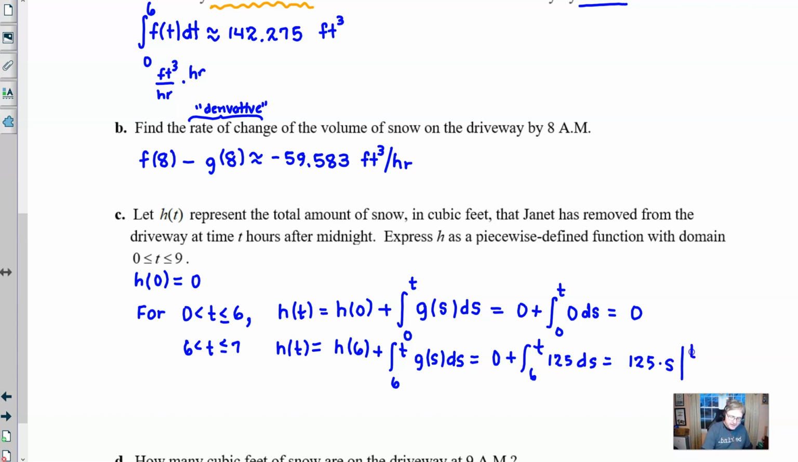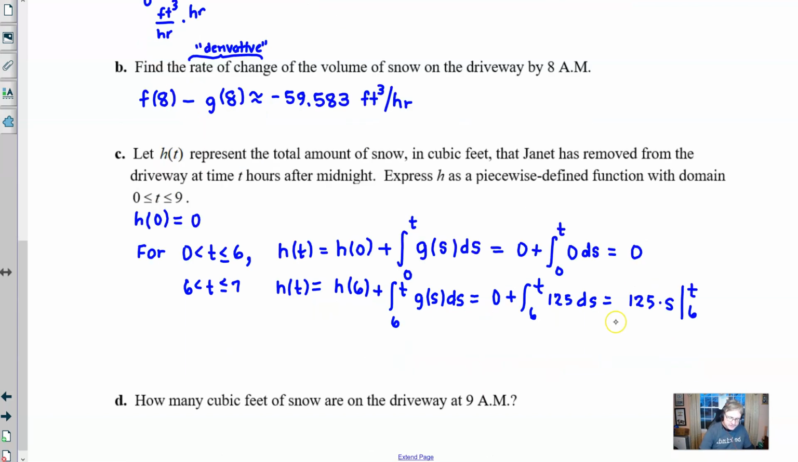But if I evaluate that from 6 to t, this turns out to be 125 quantity, and it's probably just as easy to place the t and the 6 in like that and leave the 125 factored out. So that turns out to be the second piece of your piecewise function. Not bad. Okay, let's finish this up, Janet. From 7 to 9, what's going on with you? So she's still shoveling away. We know that the amount of snow that she's shoveled beginning on that interval will start with h of 7. And then to that, we will add the integration starting at 7 and again ending at t.